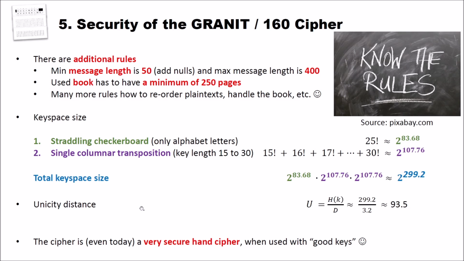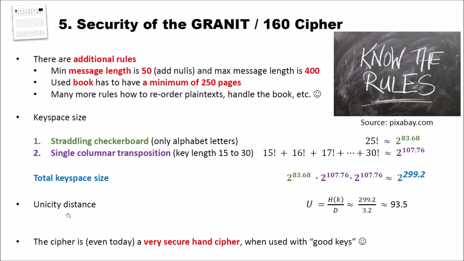Then we can compute the unicity distance. Remember, the unicity distance is the minimum length of the ciphertext that we have to obtain to get only a single valid solution when we perform cryptanalysis. And we can compute the unicity distance by dividing the entropy of the key space by the redundancy of the language. The entropy of the key space is exactly this exponent here, 299.2, divided by 3.2. This is the redundancy of the language. And the unicity distance is then about 93.5. This means we have to have a message of a minimum length of 94 to have the chance to obtain only a single valid solution.